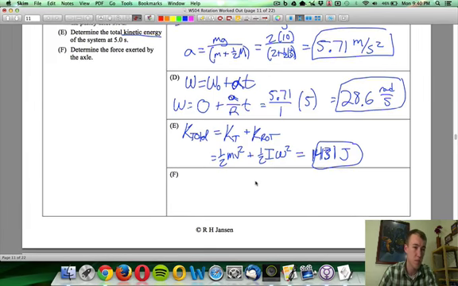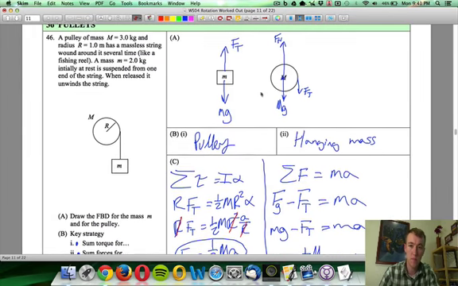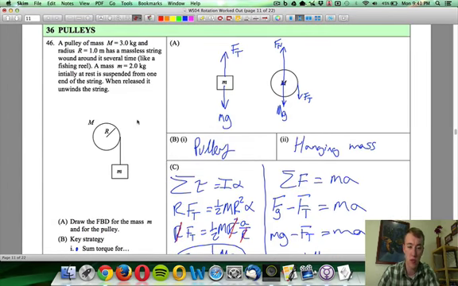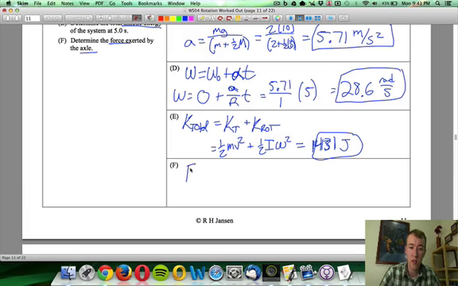Last up, it says determine the force exerted by the axle. If I scroll back up, on this pulley here, the pulley's rotating, it must be rotating about an axis. There is a normal force of the axis pushing that back up. That's got to be balanced with the force of gravity and the tension pulling on the pulley. These are balanced forces, so I know that normal force has to be balanced out with those forces there.